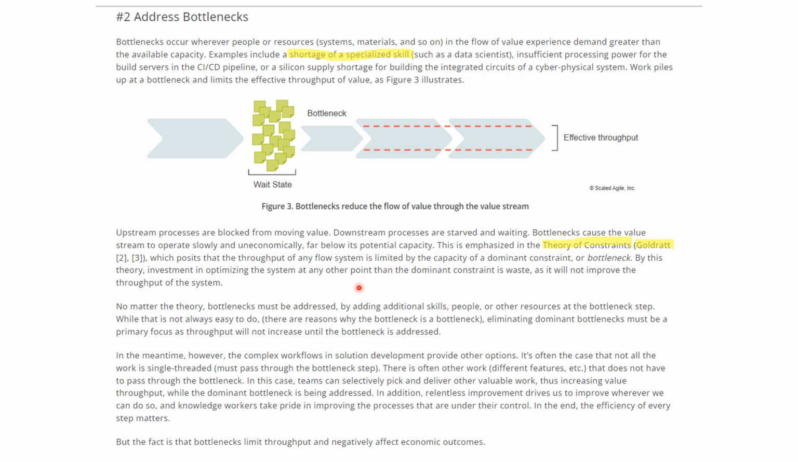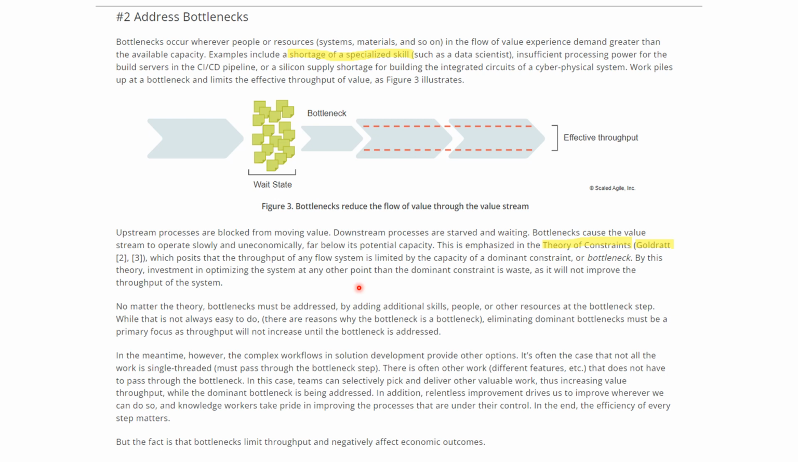This is emphasized in the theory of constraints by Goldratt, which says that the throughput of any flow system is limited by the capacity of a dominant constraint or a bottleneck, right? By this theory, investment in optimizing the system at any point other than the dominant constraint is a waste of time, right? And it will not improve the throughput of the system until you fix this bottleneck.